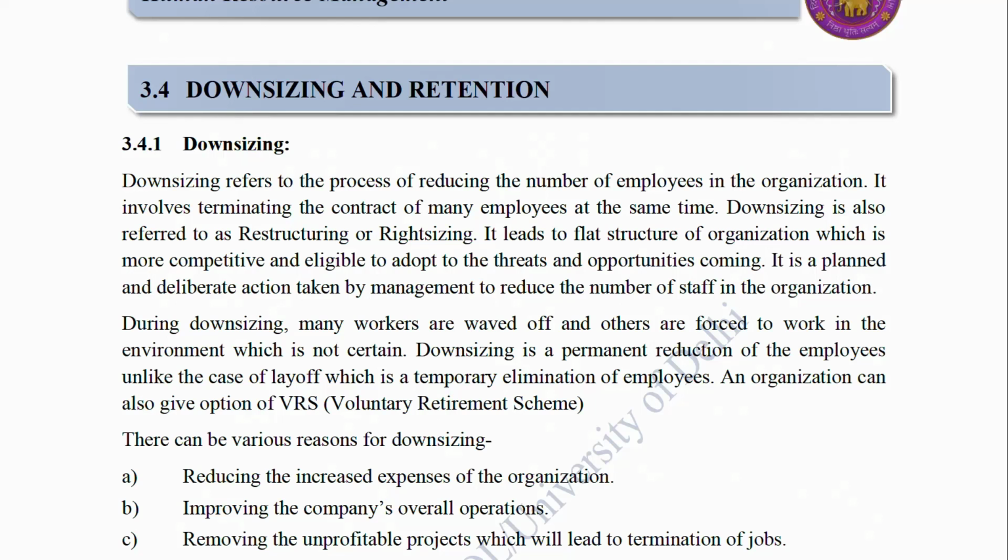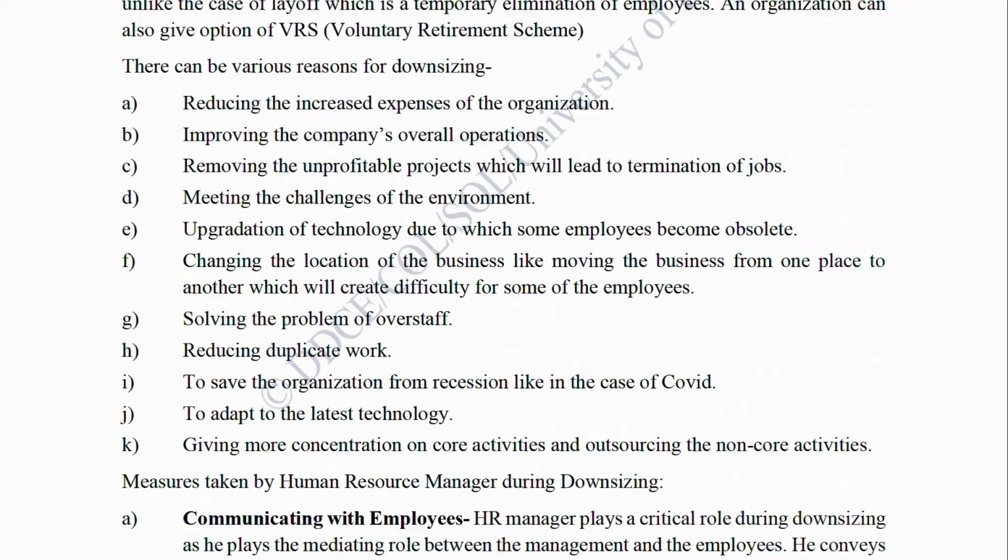During downsizing, many workers are waived off and others are forced to work in an environment which is not certain. Downsizing is a permanent reduction of the employees, unlike the case of layoff, which is a temporary elimination of employees. An organization can also give the option of VRS, voluntary retirement scheme. There can be various reasons for downsizing.